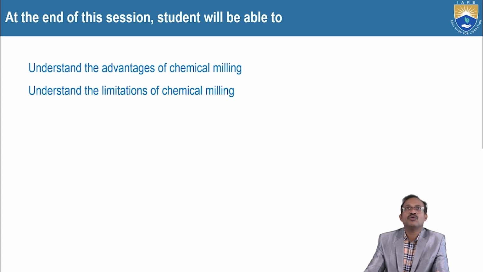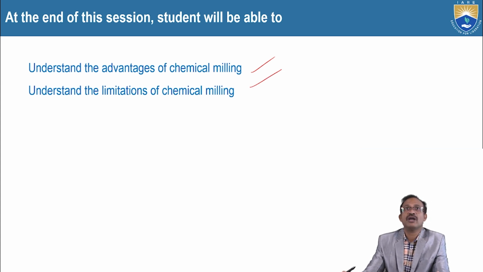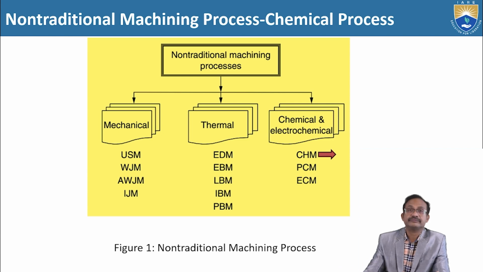So these two are the course learning outcomes. At the end of this session, students will be able to understand the advantages of chemical milling and understand the limitations of chemical milling. These two are very much important. Why? Because we have to go with various chemicals and chemical compositions for the material removal in this chemical process. So we must know the advantages and the limitations too.